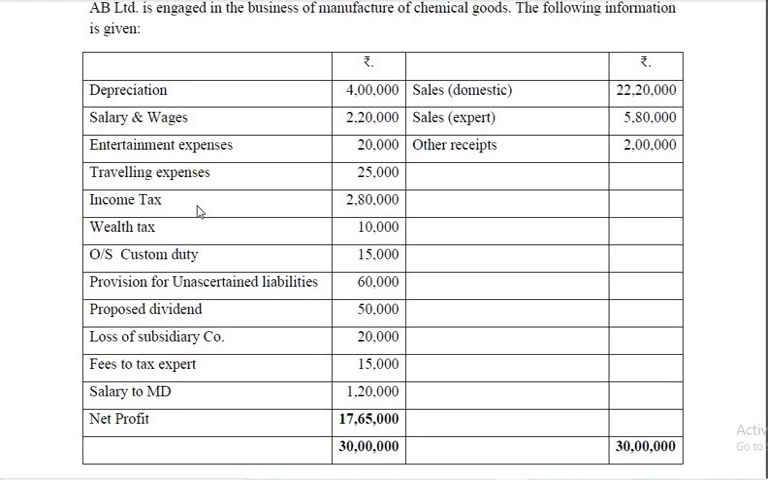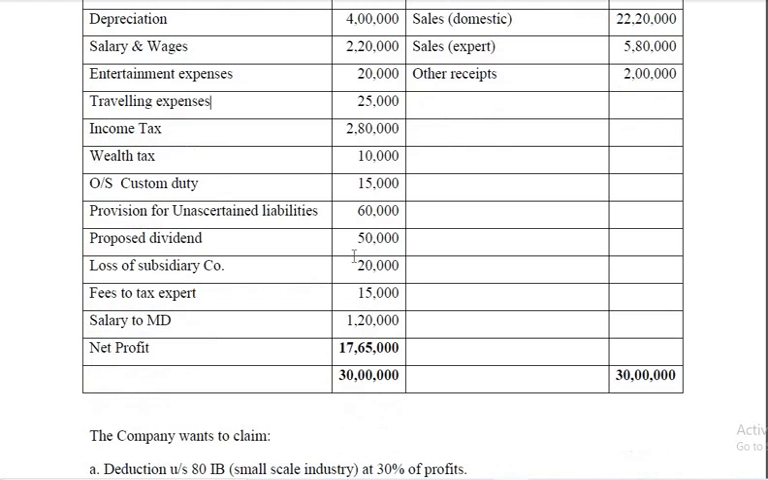See, while computing total income, we have to first calculate business income. So, while computing business income, income tax is not allowed. Then wealth tax is also not allowed. Outstanding customs duty is not allowed. But if any amount is paid out of this before filing the income tax return, then that is allowed. Income tax returns for companies are to be filed before September last.